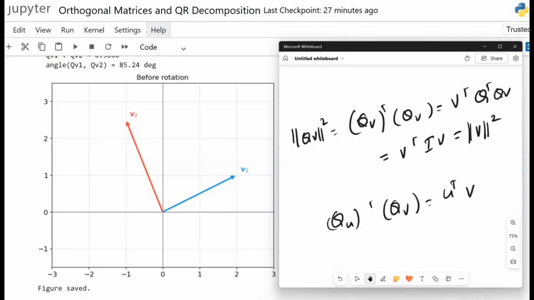Similarly for dot product, we have QU the whole transpose multiplied by QV, which is equal to U transpose V. Dear friends, orthogonal transformation happens in PCA, principal component analysis, which rotates data into a new coordinate system without distorting distance. So this is why PCA preserves total variance.